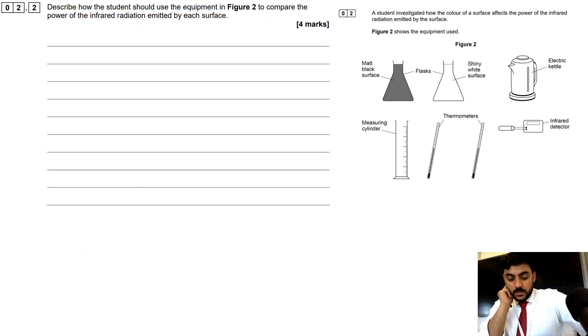Describe how the student would use the equipment in figure 2. Now we're using all of the equipment in figure 2 to compare the power of the infrared radiation emitted by each surface. So we've already been told that the infrared detector is used to measure the power of the infrared radiation. All surfaces emit infrared radiation. Some surfaces emit more. If you are hotter, you'll emit more. So what we want to do is heat up these surfaces and see how much infrared radiation they emit. And that way we'll be able to know which one emits more infrared radiation. To heat up the surfaces, what we actually do is boil water in the kettle. So that's the first thing that we're going to do.